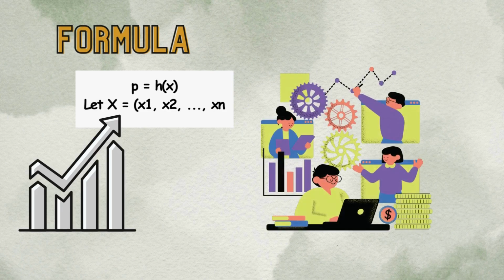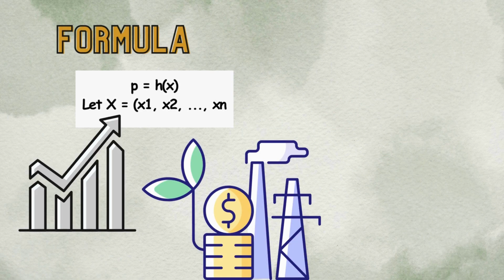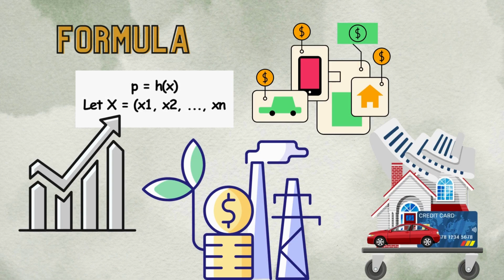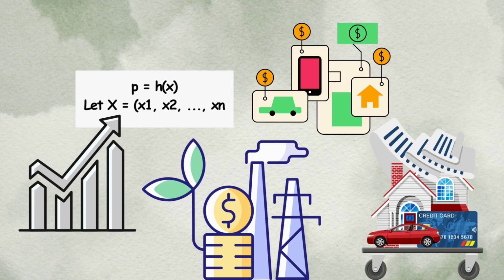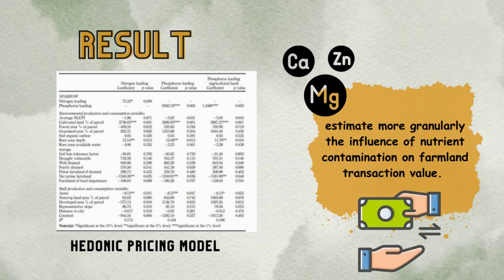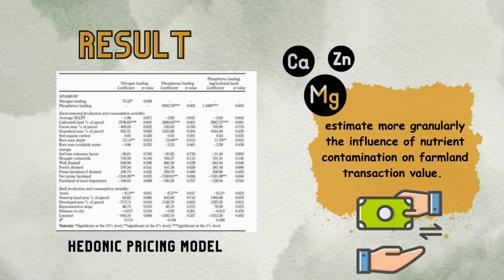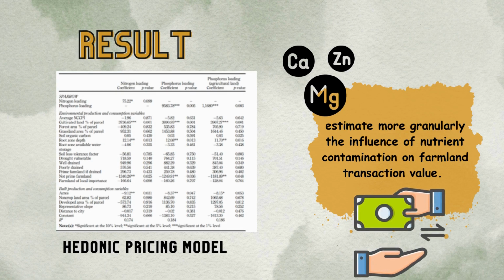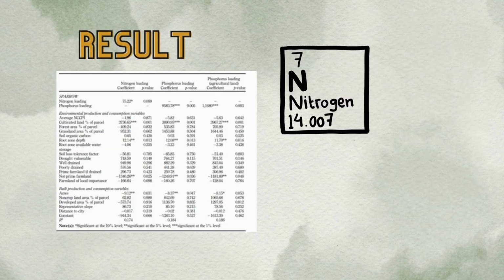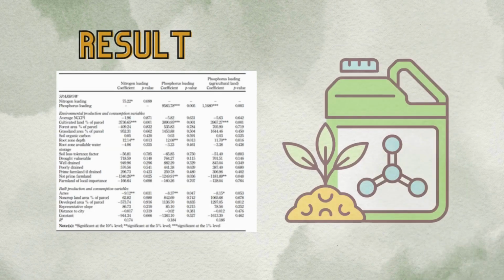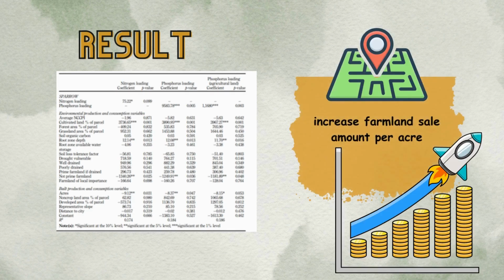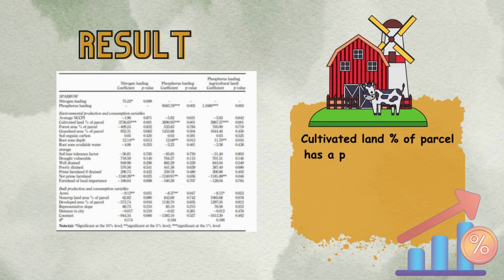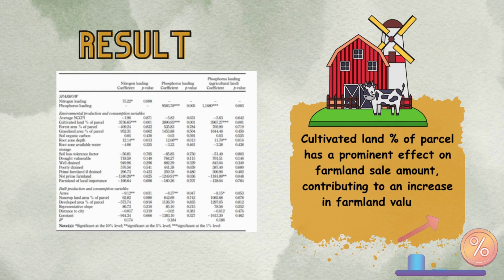One way to operationalize this concept is by estimating a shadow price of environmental or nutrient risk on the cost of operations or revenue. The hedonic pricing model considers additional features to estimate more granularly the influence of nutrient contamination on farmland transaction value. Both nitrogen and phosphorus runoff, whether from fertilizer or agricultural land, increase farmland sale amount per acre. Cultivated land percent of parcel has a prominent effect on farmland sale amount, contributing to an increase in farmland values.